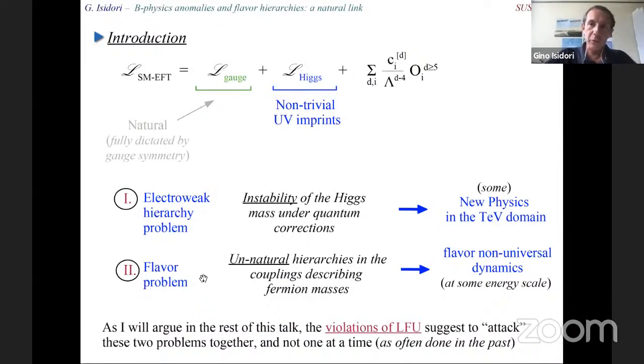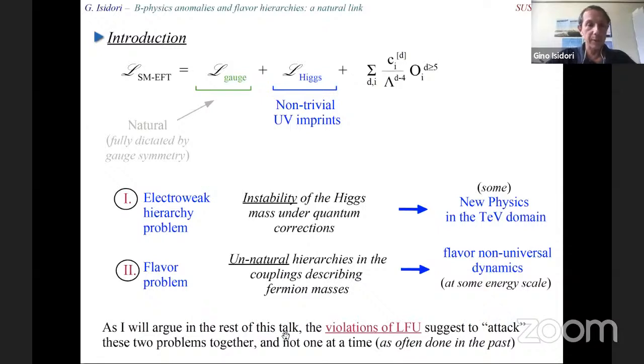But at the same time, we also have another indication, which is not related to a scale but to non-trivial dynamics in terms of flavor. The hierarchies in the couplings describing fermion masses tell you that there should be, at some scale we don't know, some non-trivial flavor dynamics, that is, dynamics that distinguish the different generations. This is clearly an imprint in our Lagrangian. When we build new physics models that treat all the fermions in a universal way, we are omitting this information, which is there in the Lagrangian.